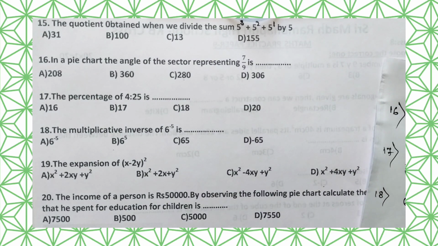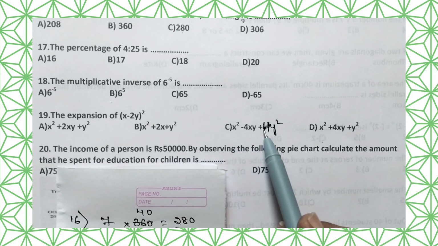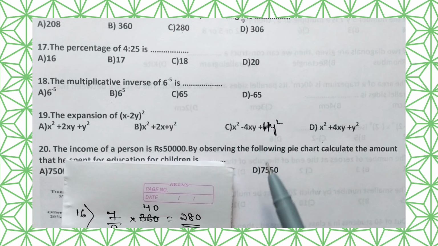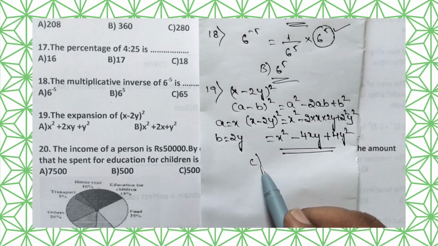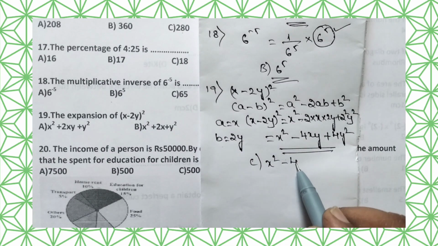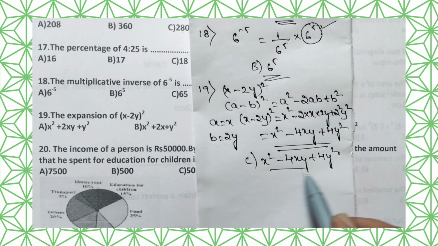So here in the options, see option C: x square minus 4xy plus 4y square. So this is the right answer for the 19th question. Option C, x square minus 4xy plus 4y square. So that is the right answer.